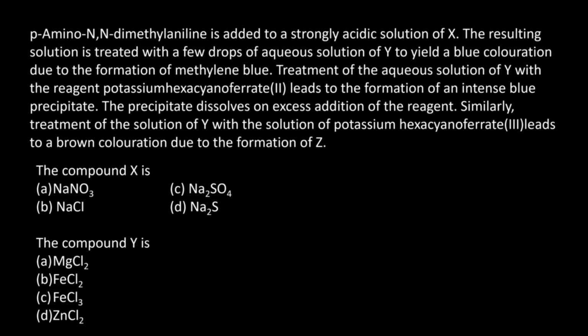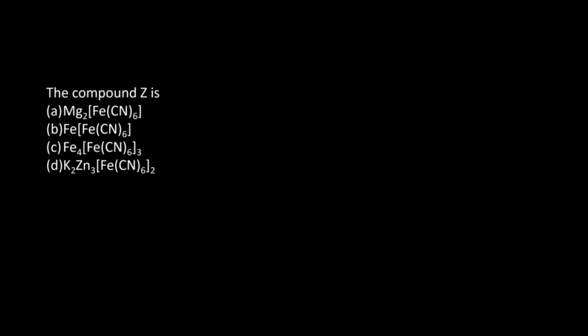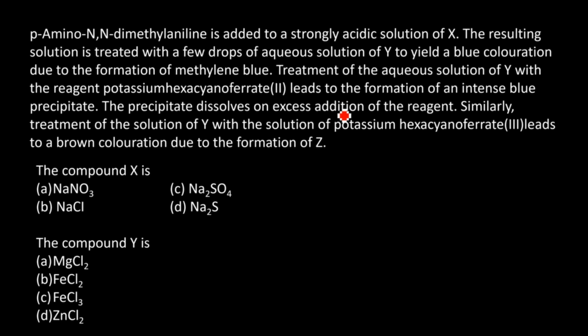Para-amino N,N-dimethyl aniline is added to the strongly acidic solution of X. The resulting solution is treated with a few drops of aqueous solution of Y to yield a blue coloration due to the formation of methylene blue. Treatment of aqueous solution of Y with potassium hexacyanoferrate leads to the formation of an intense blue precipitate. The precipitate dissolves on excess addition of reagent. Similarly, treatment of the solution of Y with potassium hexacyanoferrate leads to a brown coloration due to the formation of Z. They are asking what is X, what is Y, and what is Z. That is the question. So let's see what reaction is happening over here.